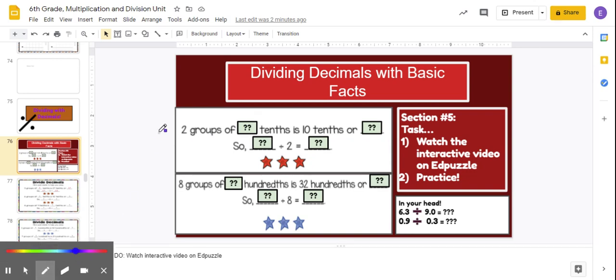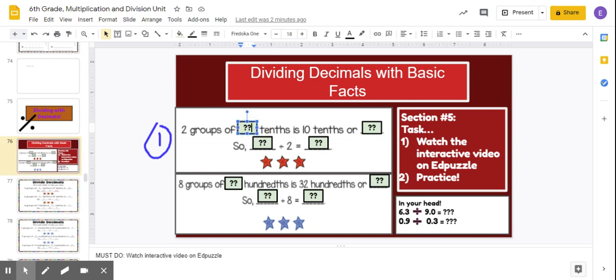In this first scenario, we're given some information that we have two groups of something that is equal to a certain amount of tenths, and then we're going to use that to create a division problem. So two groups of something tenths is 10 tenths. Well, our basic fact comes in handy here, because we know that 2 times 5 is 10. So we're going to say two groups of 5 tenths is 10 tenths.